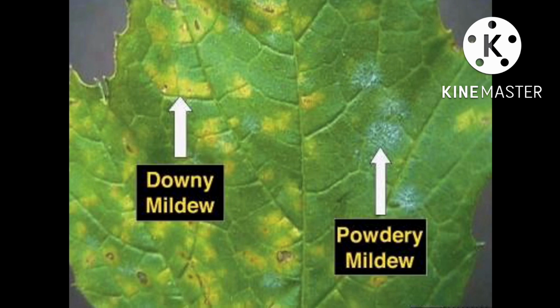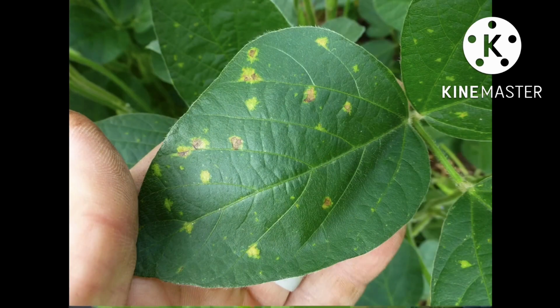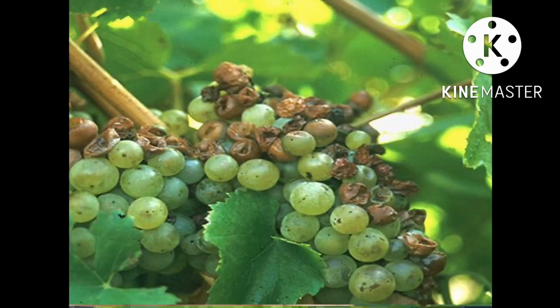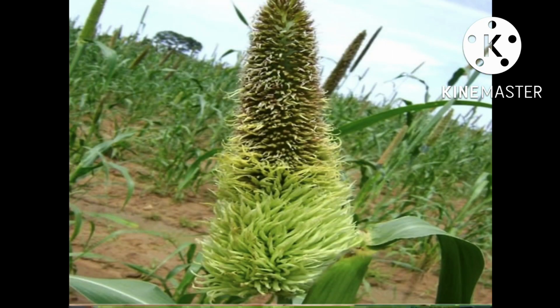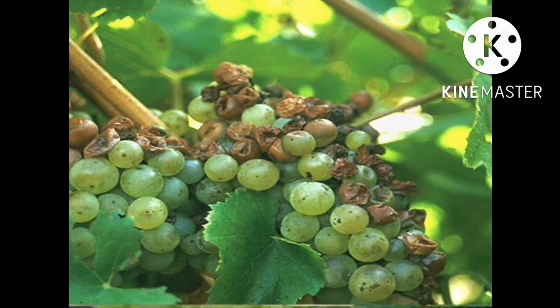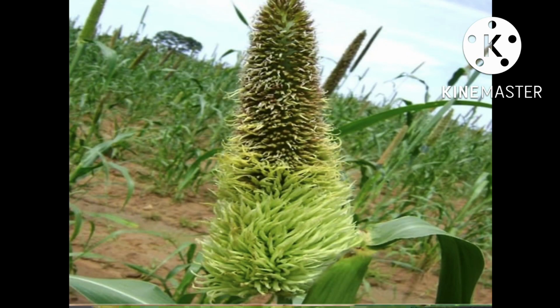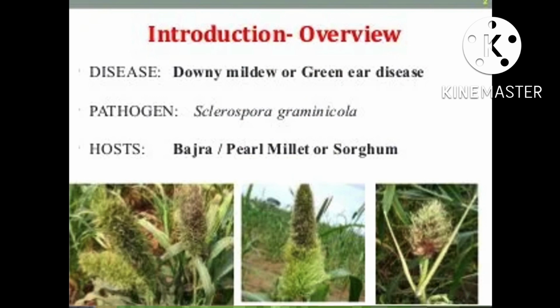The important among them are downy mildew of grapes caused by Plasmopara viticola, and green ear disease of bajra, Pennisetum typhoides, caused by Sclerospora graminicola. So these are the important ones. The first occurs in grapes, caused by Plasmopara viticola. Green ear disease of bajra is caused by Sclerospora graminicola, and hosts are bajra or pearl millet or sorghum.